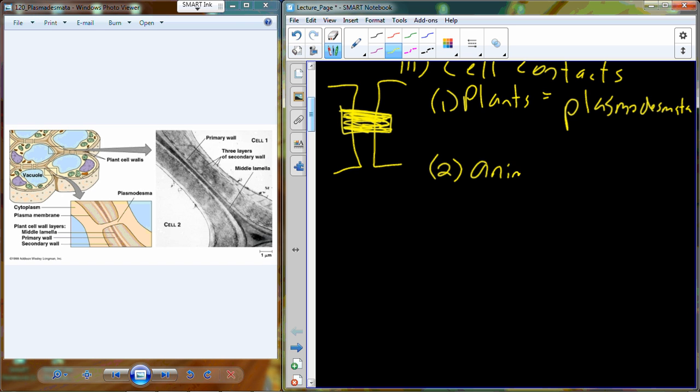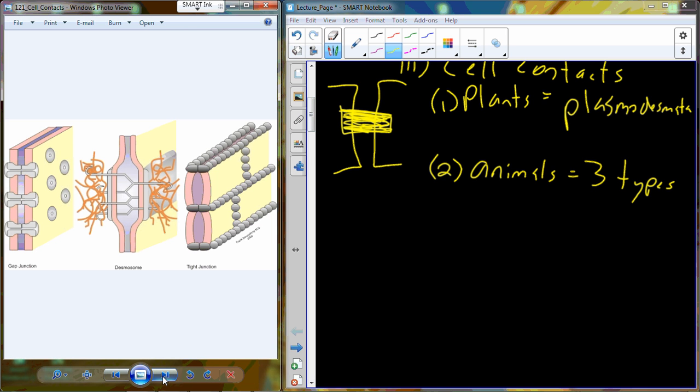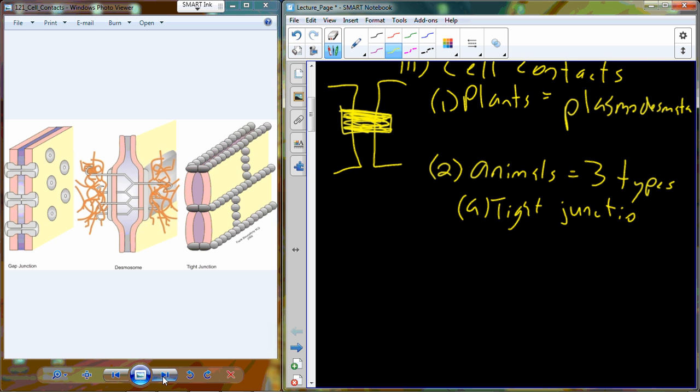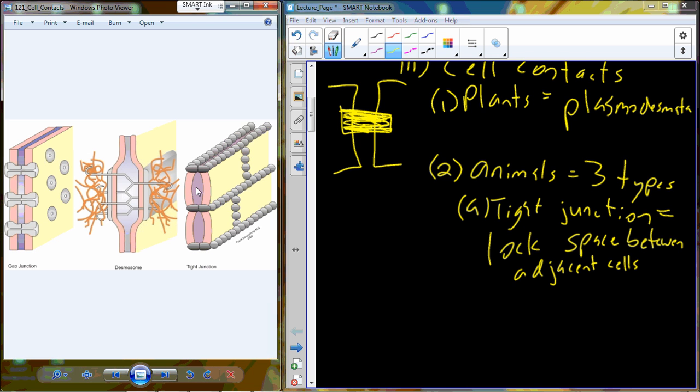In animals, we have three types of cell contacts. The first is called a tight junction. And the tight junction are proteins that lock the space between adjacent cells. So there are proteins that basically seclude the space in between cells.